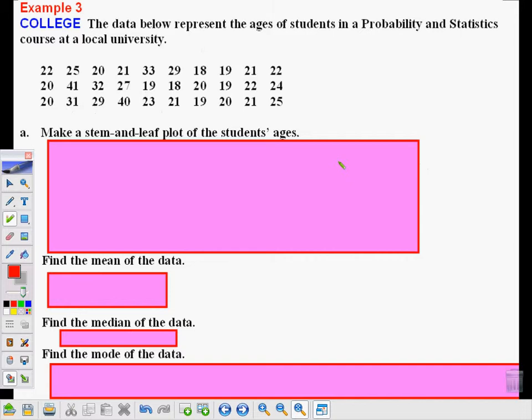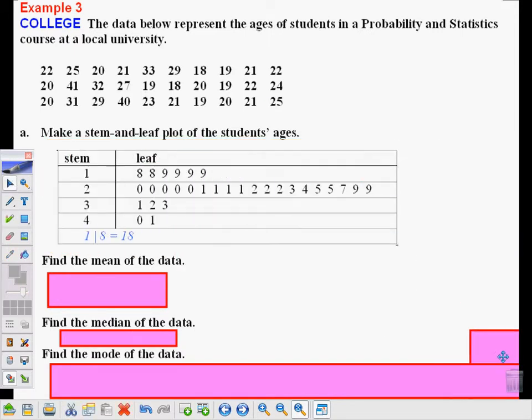So we've got a data set here representing the ages of students in a probability and statistics course at a university. So I've got this big data set here. Make a stem and leaf plot of the students' ages. Now, to review how a stem and leaf plot works, we take all of the leftmost place values, in this case the tens, and I record them here as the stems.